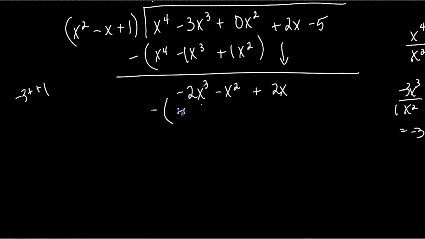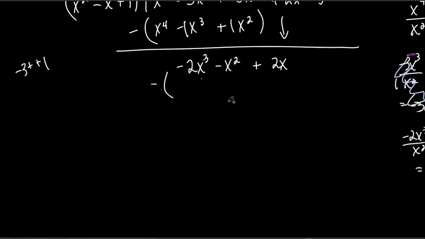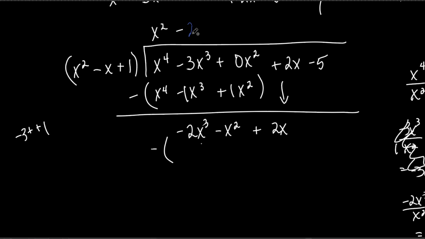All right, so how many times does x squared go into negative 2x cubed? I'm sorry about that. So we'll forget I said any of that. So it's negative 2x cubed. How many times does x squared go into that? Well, negative 2x times, because x cubed divided by x squared is x. So it's negative 2x times. Sorry about that.